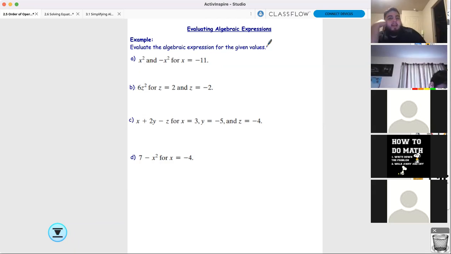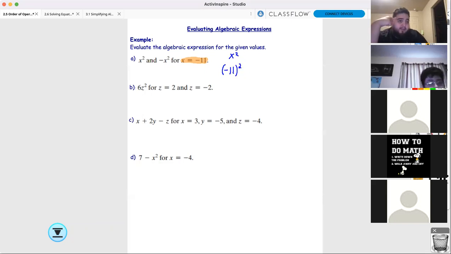All right, let's take a look at A. We have two different algebraic expressions: x squared and negative x squared. They want us to find the values of those two expressions when x equals -11. So for x squared, I would write x squared first in my notebook. And what's x? We're saying x is -11, so it'll be parentheses, -11 squared.